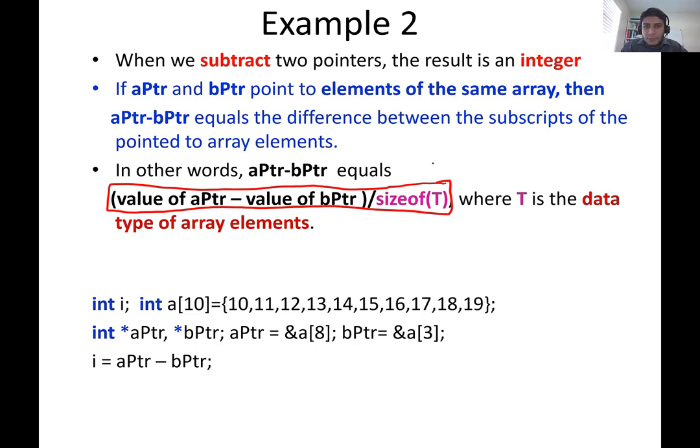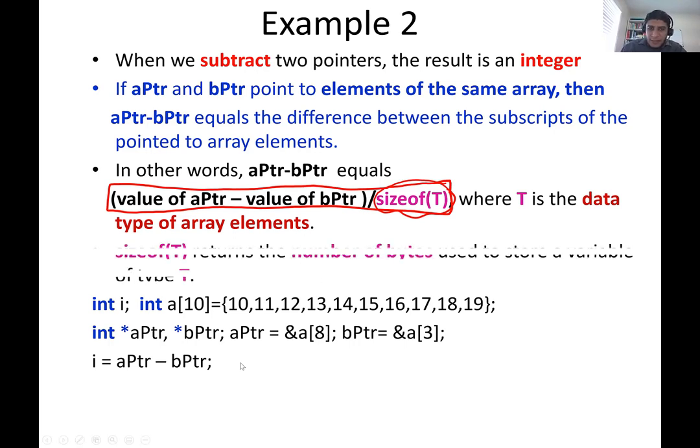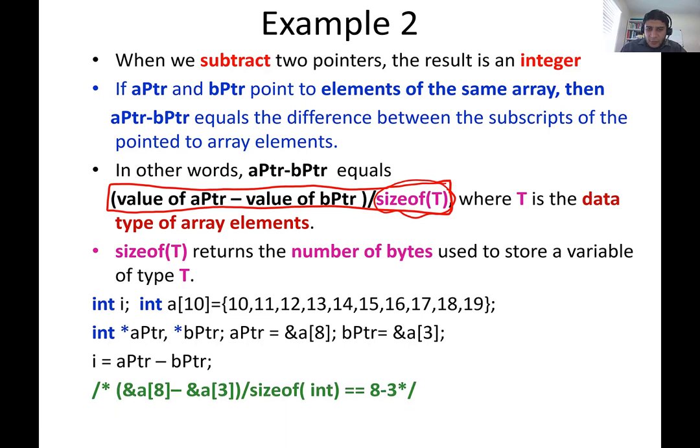Thanks, Nicole. So this is a general rule. You subtract both pointers and then you divide by the size of the type that the pointer is pointing to. Good. In our case, the int example we have already discussed. So you have 20 divided by 4, which gives you the 5. Good.